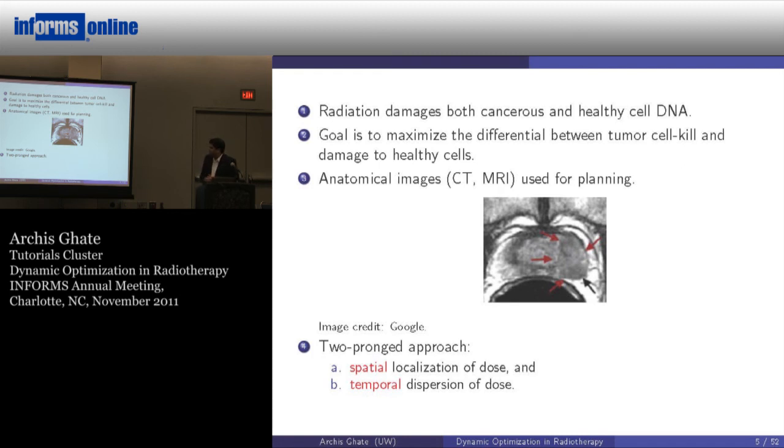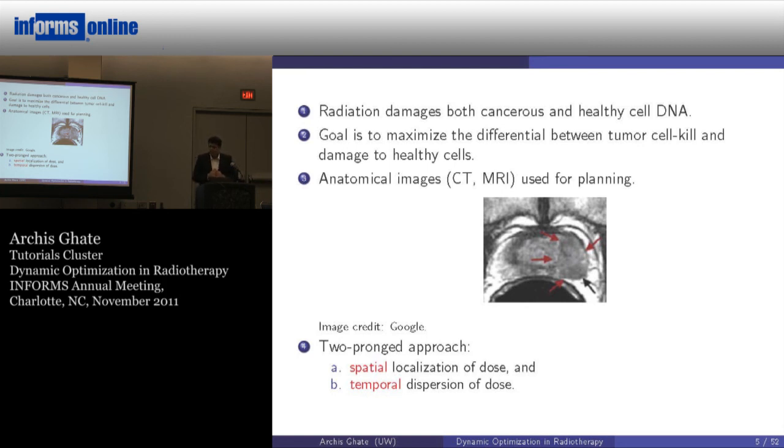So once you have an idea about where the tumor is in relation to the patient's anatomy or other parts of the body, to reach the goal of maximizing the differential, people follow a two-pronged approach. So basically they try to do two different things to reach that goal. The first is called spatial localization of dose. And as the name suggests, this has to do with space. Okay. And the second is temporal dispersion of dose. The second, of course, has to do with time.